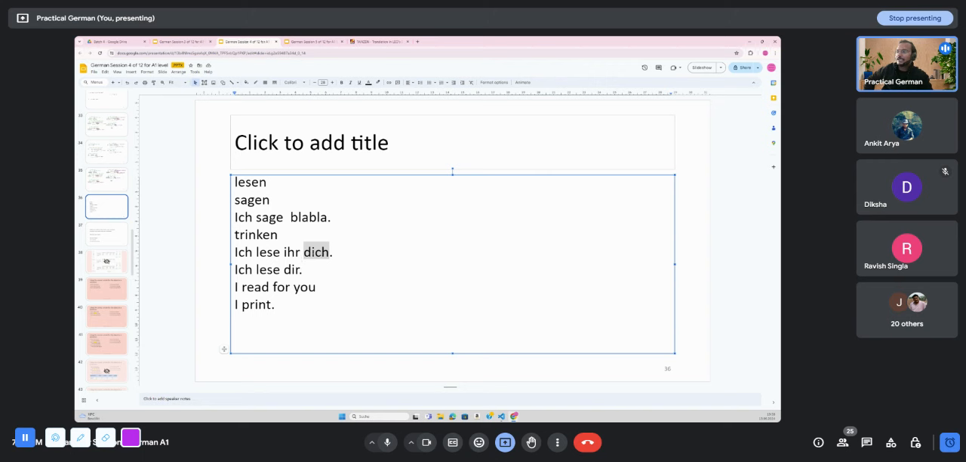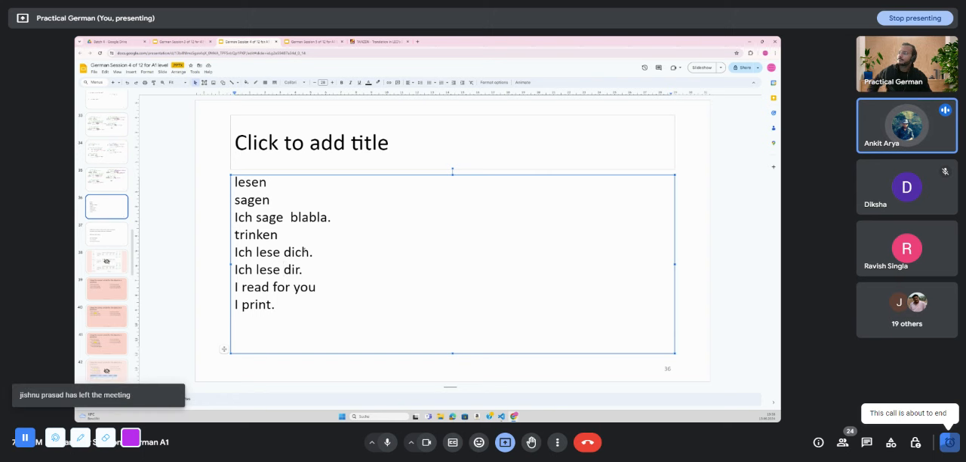So does it make sense? Ich lese dich means I read you, I'm literally reading you. Ich lese dir will mean I am reading something else. I'm reading and you are listening. So you are my audience. Make sense? Okay. Maybe if I do some more examples as a homework, I will come up with more questions.